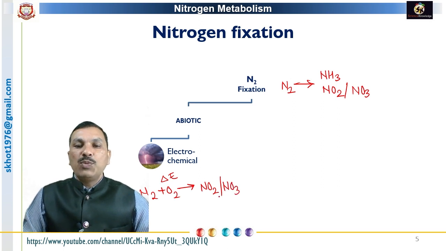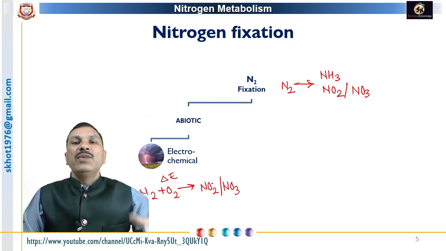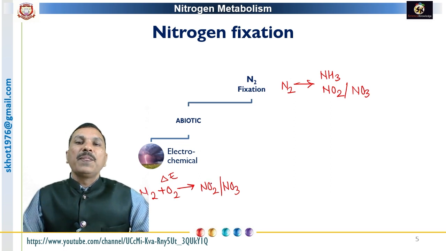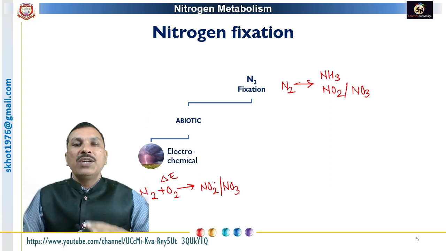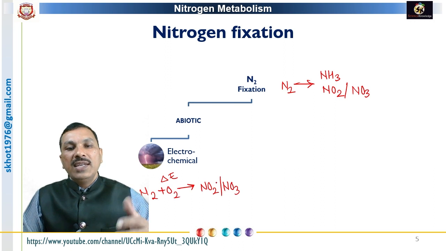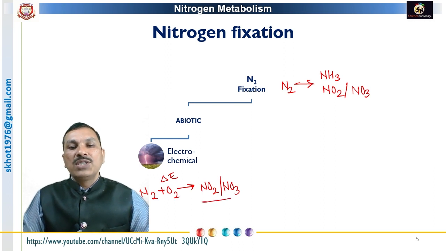As both these forms are water soluble, they will dissolve in the rainwater and come down to the lithosphere or hydrosphere. Here, this oxidized nitrogen will be available for the plants in the terrestrial ecosystem or in the aquatic ecosystem.